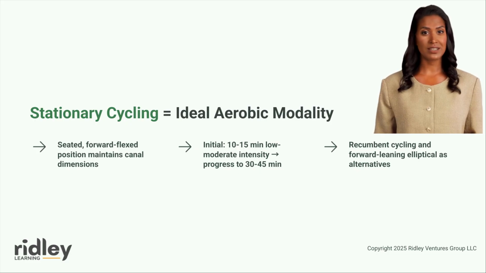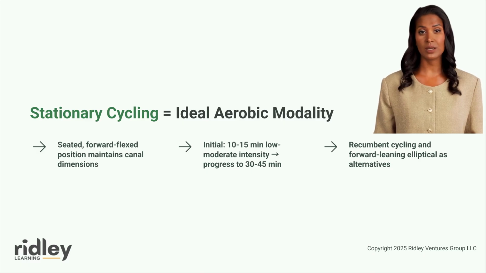Stationary cycling represents the ideal aerobic modality for most stenosis patients because the seated forward flex position maintains lumbar flexion throughout exercise. Patients who cannot walk one block often tolerate 30 minutes or more of cycling without symptom provocation, demonstrating the profound impact of posture on symptom generation. Cycling intensity can be progressed through duration, resistance, and cadence modifications, allowing individualized advancement based on cardiovascular and symptomatic response.